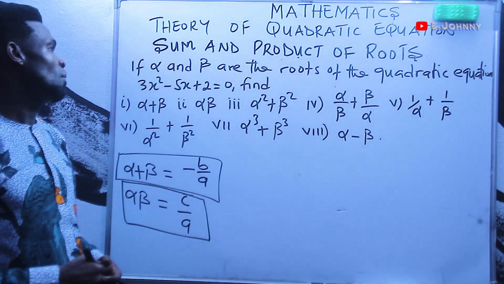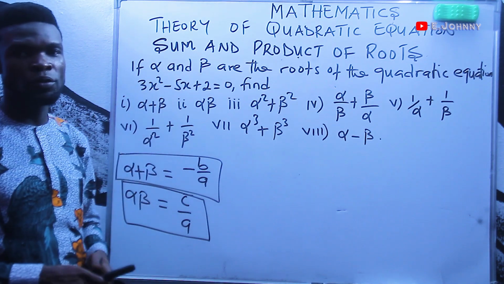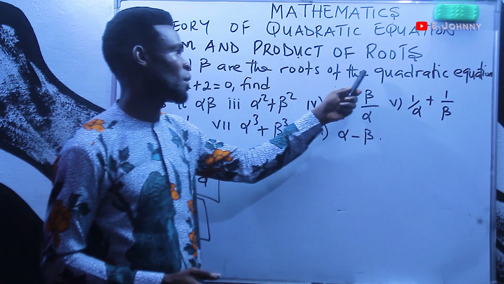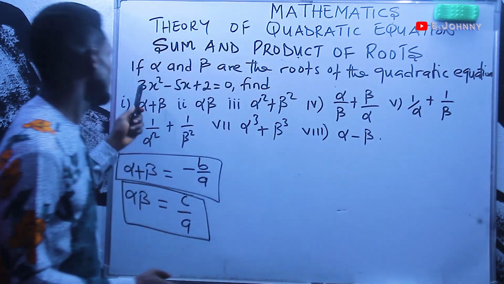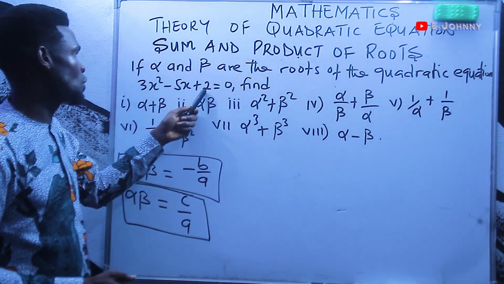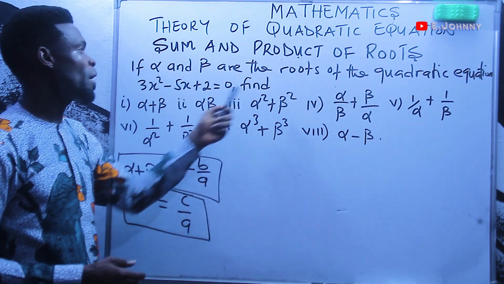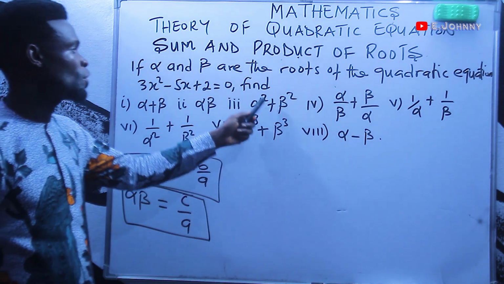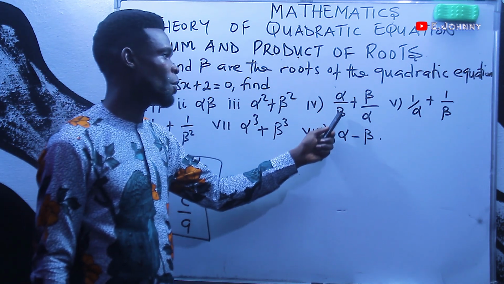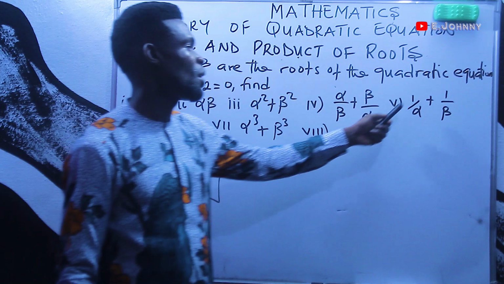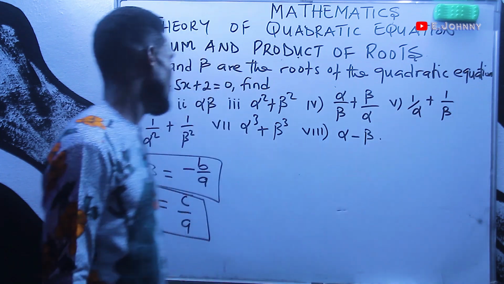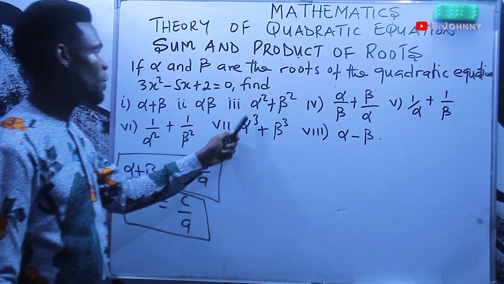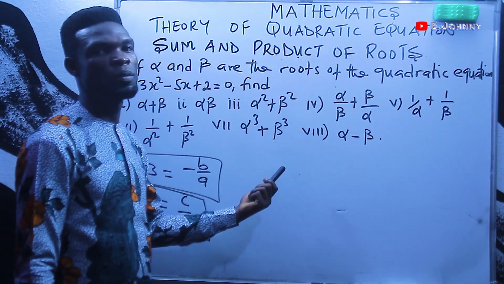So which means that you can be given a quadratic equation. For instance, the question says if alpha and beta are the roots of the quadratic equation 3x squared minus 5x plus 2 equals 0. Find the value of alpha plus beta, alpha squared plus beta squared, alpha over beta plus beta over alpha, 1 over alpha plus 1 over beta, 1 over alpha squared plus 1 over beta squared, alpha cubed plus beta cubed.